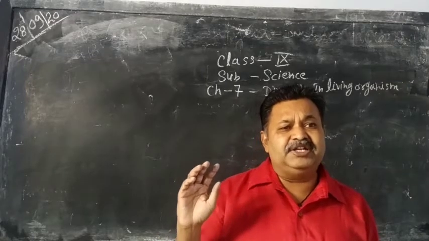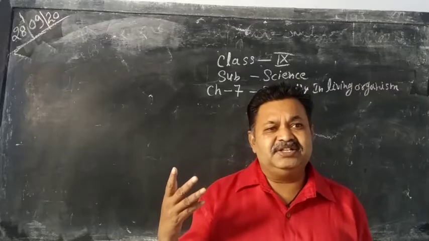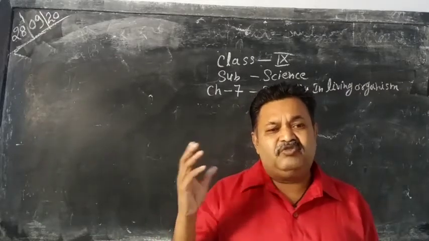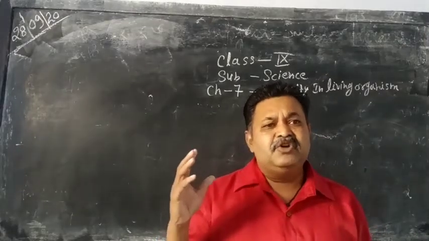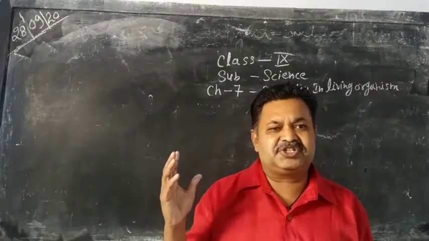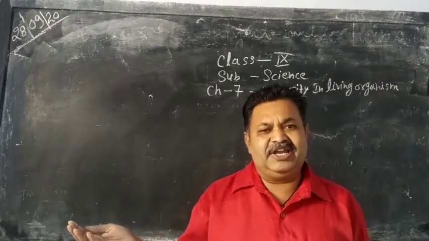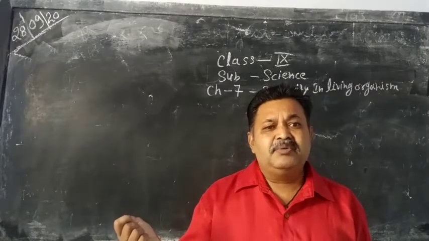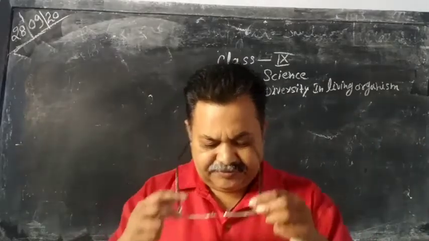Another type of organism has a multicellular structure, and their work is organized into different organs, such as the frog, cat, or rat. So these types of organisms have a multicellular structure or multicellular body.